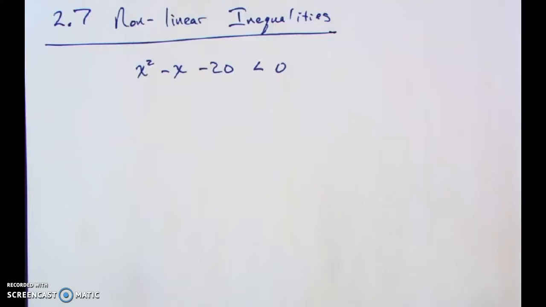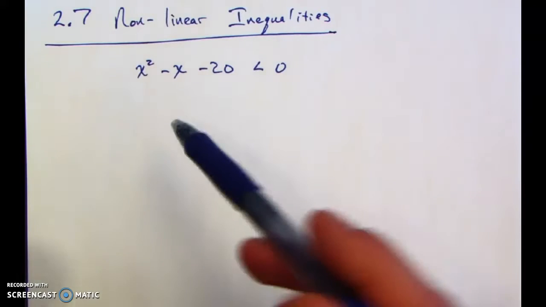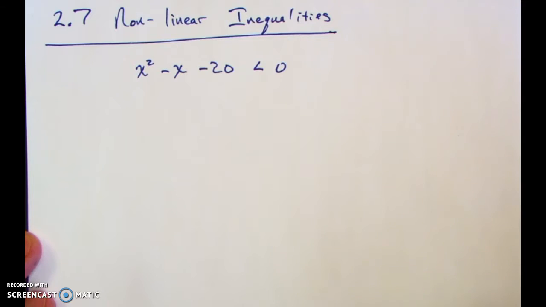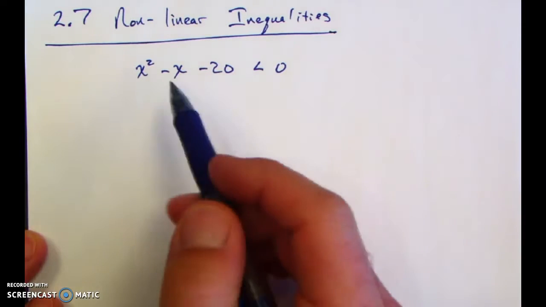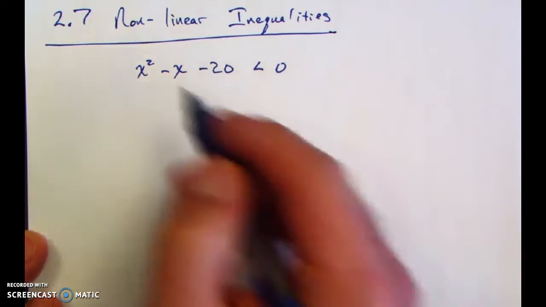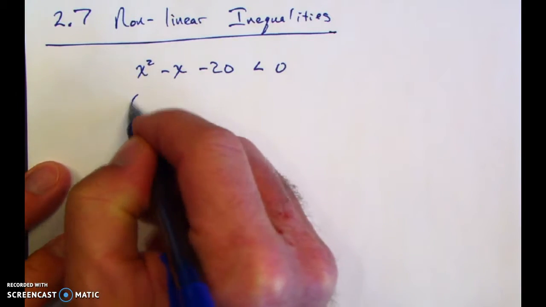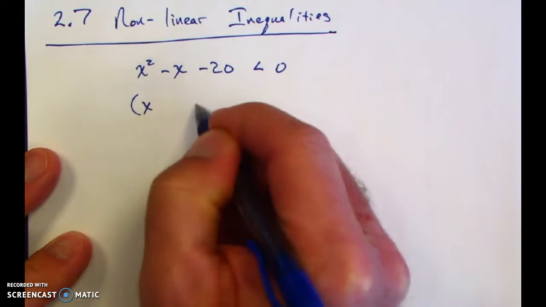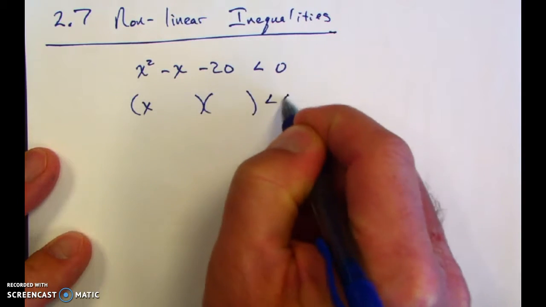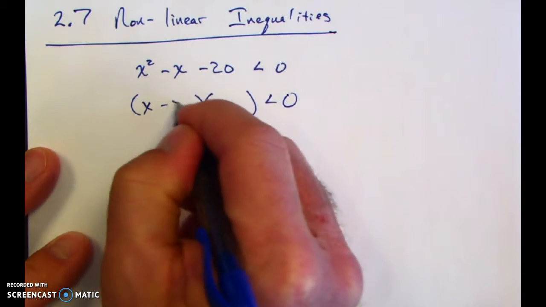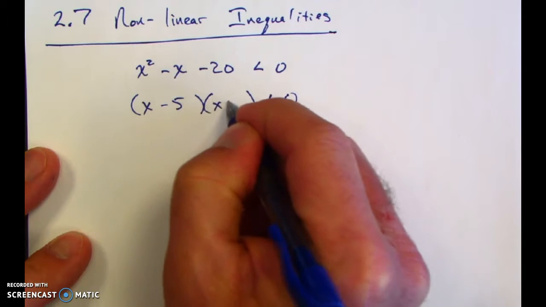In this section, we're looking at nonlinear inequalities. So for example, we have x squared minus x minus 20 is less than 0. We're going to find the values for x where this is true. First, let's start off by factoring. As far as this quadratic goes, I can factor it into x minus 5 and x plus 4.